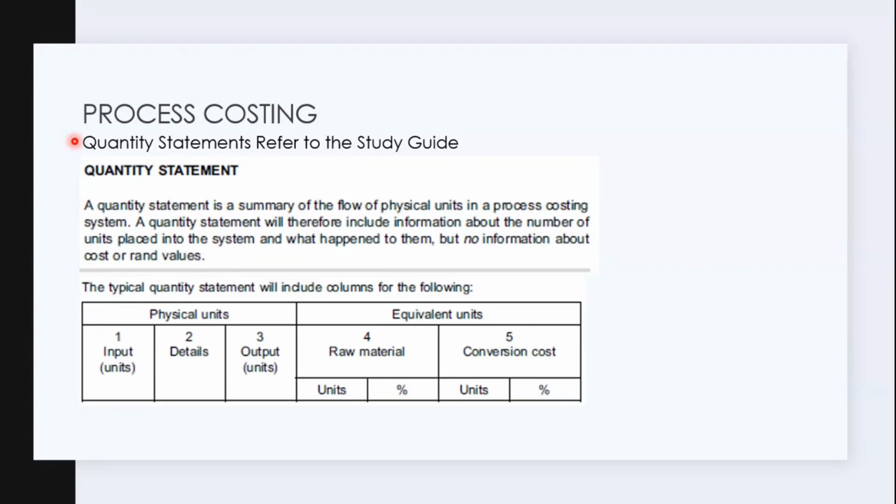Quantity statement. I've explained that it's a summary that gives you a broader view of what is happening with your units, from the minute they came in to the minute they come out, and what the completion percentages are. It's a detailed statement that gives you a broader view of what happened to your units. It's a checklist. You put in all the quantities from physical to equivalent units, and to those that are 100%. It's the storyline of your units.